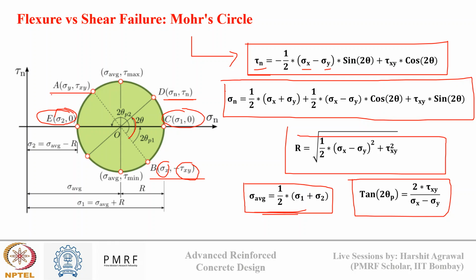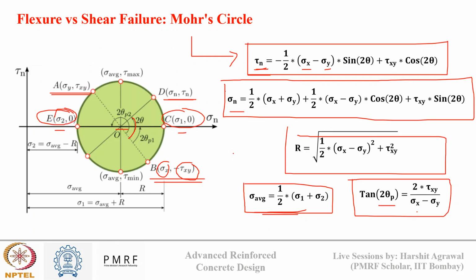So if you know only these two points and want to estimate the principal stresses without drawing a Mohr circle, you can calculate the 2 theta p value using this formula. Once you know the 2 theta p value, you will get tau n and sigma n. Tau n will be 0 for this theta p, and for sigma n you will get two values, for 2 theta p and 180 minus 2 theta p. You will get two values, sigma 1 and sigma 2, and from them you can calculate sigma average. So without drawing the Mohr circle, using these equations, we can easily calculate stress at any point on the circle.